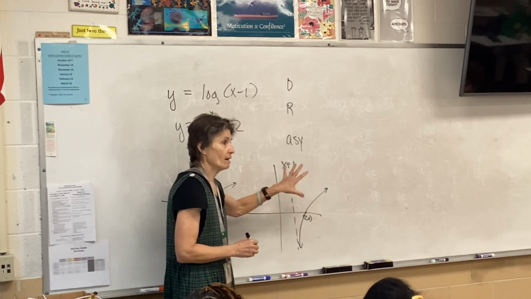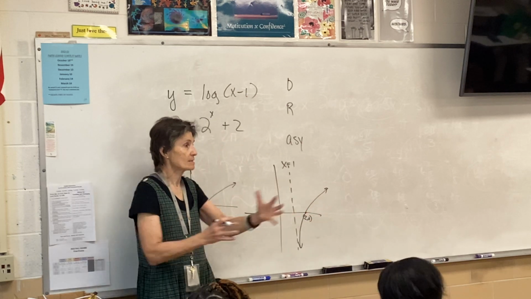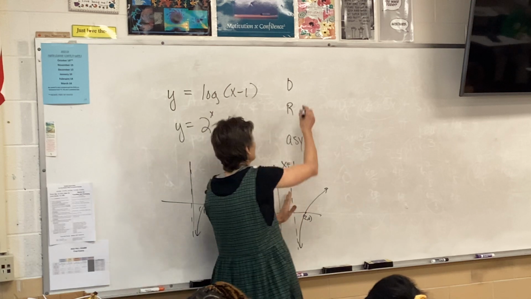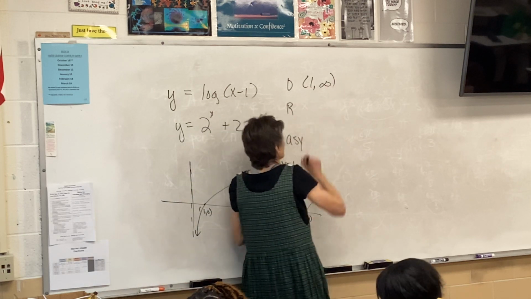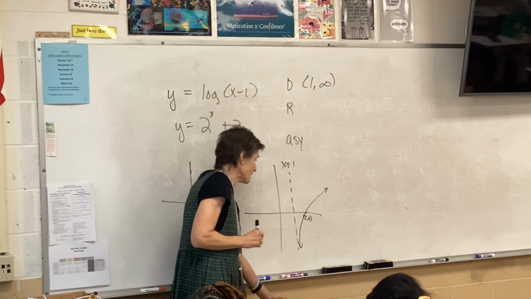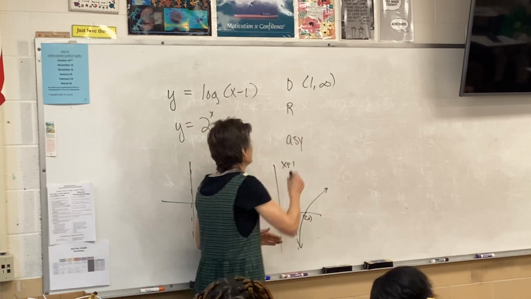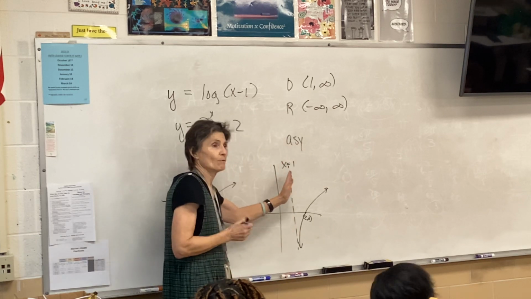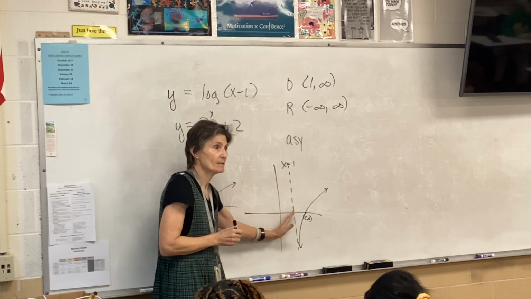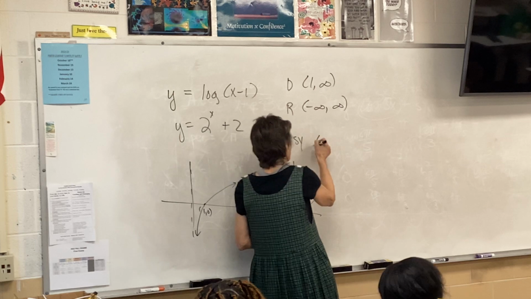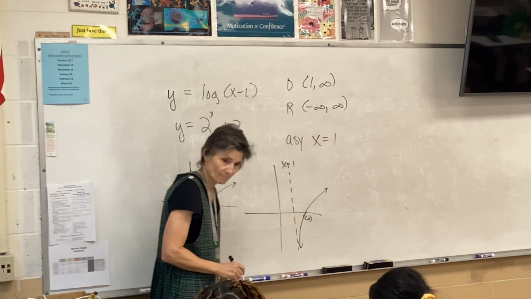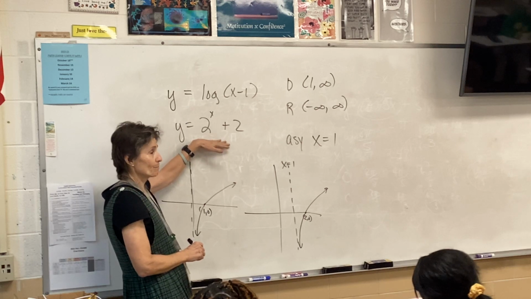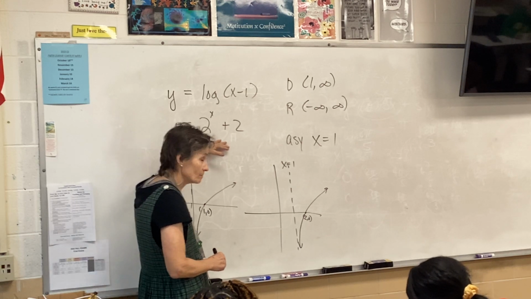What's the domain of that? What are the x's for this particular picture? 1 to infinity. What is the range? All the numbers, negative infinity to infinity. And obviously I've already labeled my asymptote: x equals 1 for that one. Okay, Kamara?